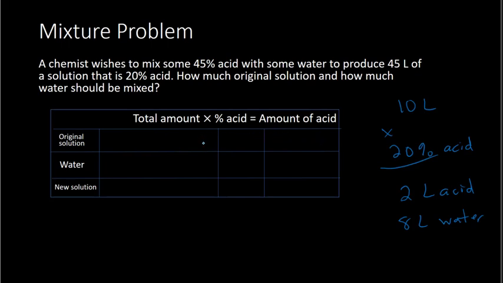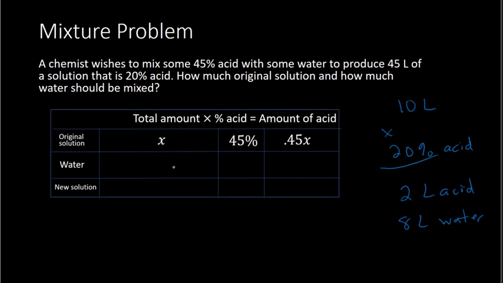So from here we fill in the table. So the question is asking how much original solution and how much water should be mixed. So our unknowns are going to be these two cells right here, the total amount column here. So we'll let x be the original solution. We don't know how much that is. And the original solution had 45% acid. So that would go right there in that cell. And then we multiply 45% times x, and 45% as a decimal is 0.45. So we have 0.45 times x.